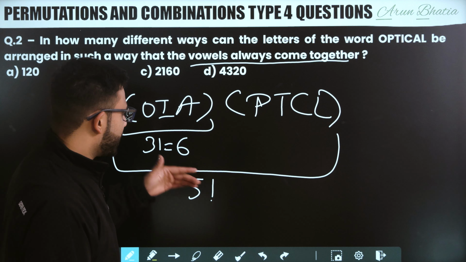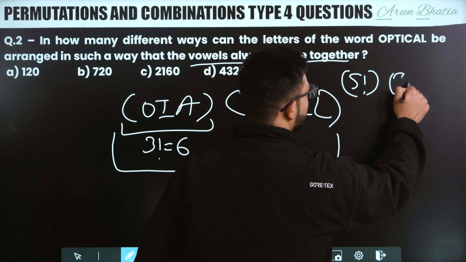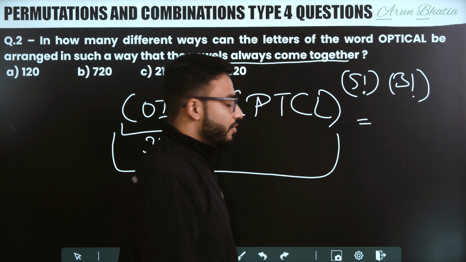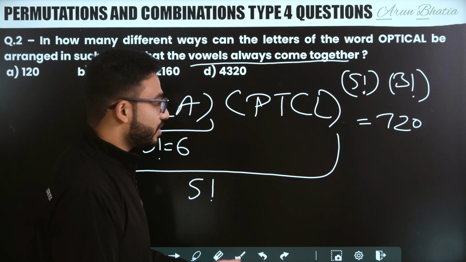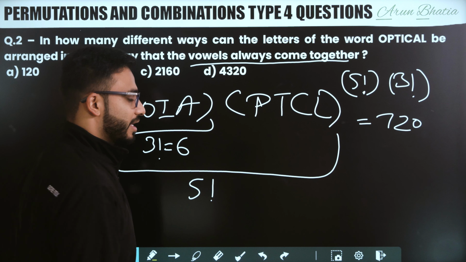And then you need to multiply this with the vowel block. So it's the same calculation. So 5 factorial times 3 factorial is just 120 times 6. This becomes 720. So this question was a little bit easier because there are fewer vowels and fewer words. So that's your second question.